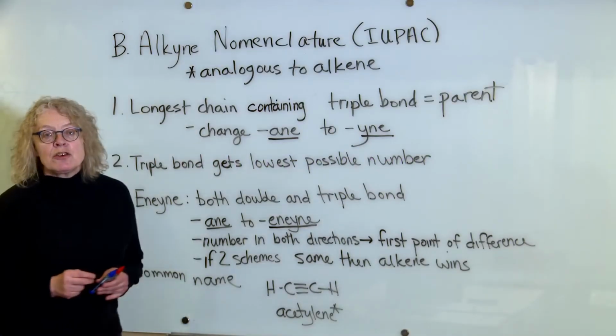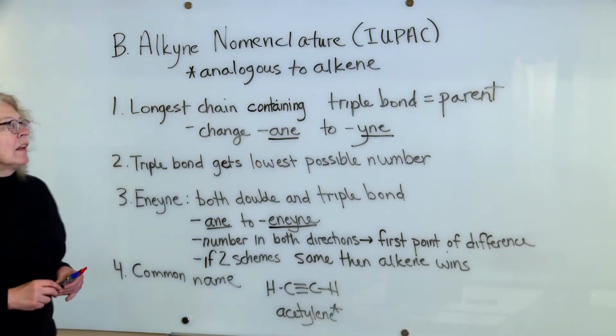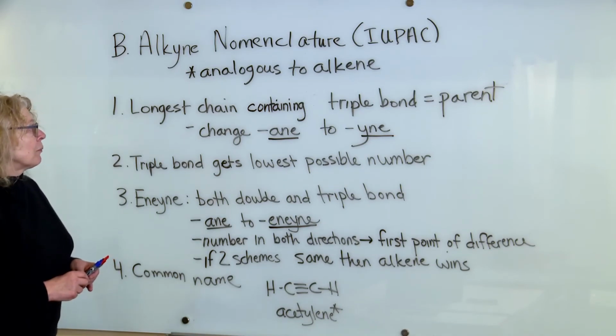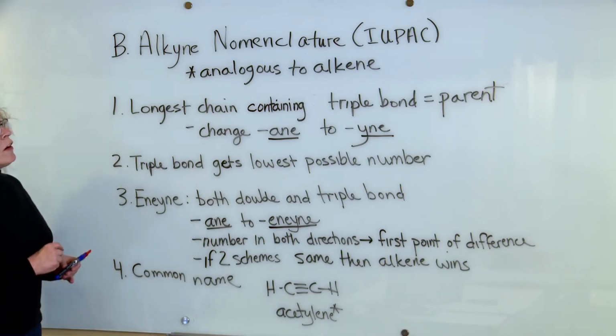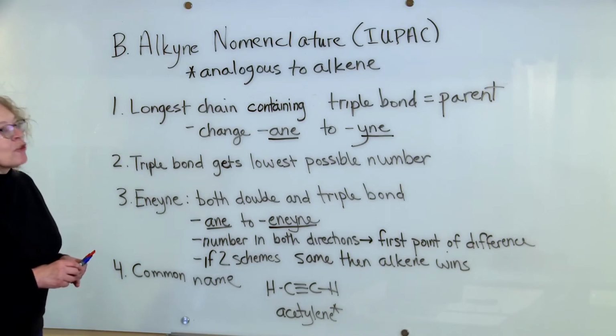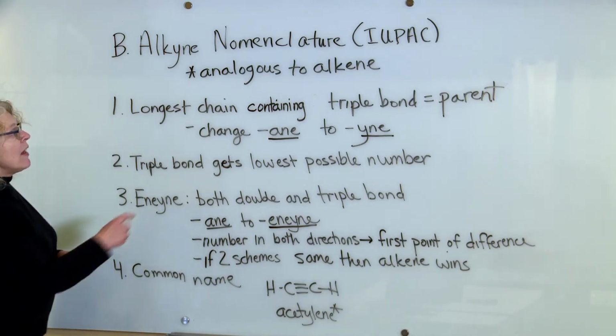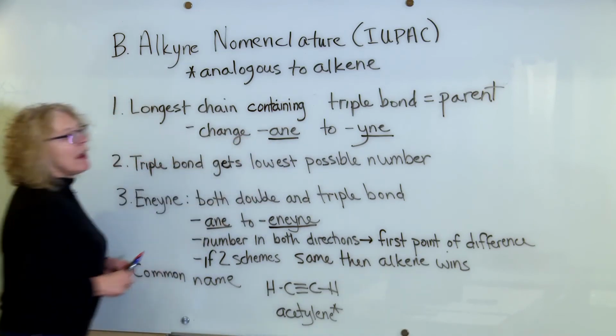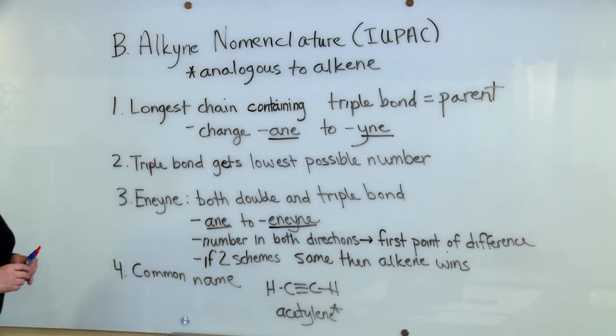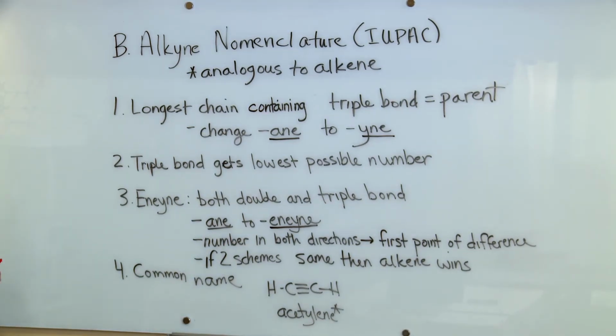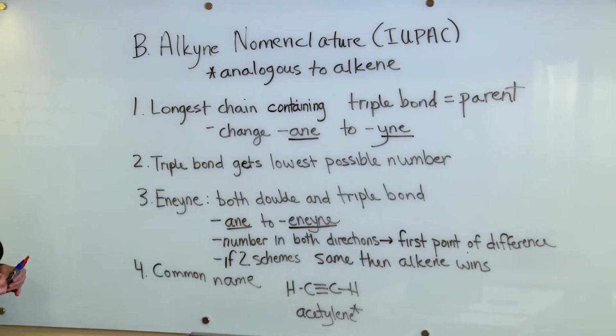Alkyne nomenclature is exactly analogous to alkene nomenclature. You pick the longest chain containing the triple bond as the parent, even if it isn't the longest chain overall. Then you change the ANE ending of the corresponding alkane to YNE. The triple bond gets the lowest possible number over alkyl groups because it is of higher priority.